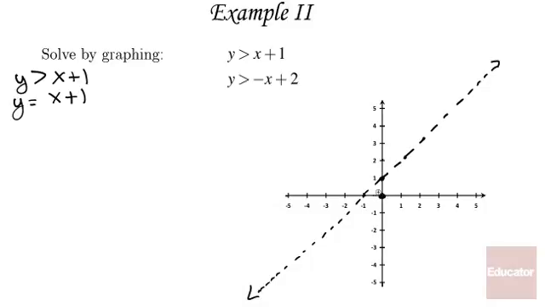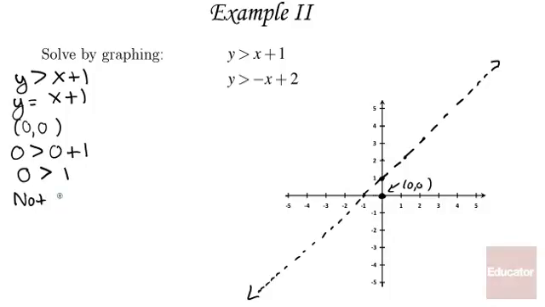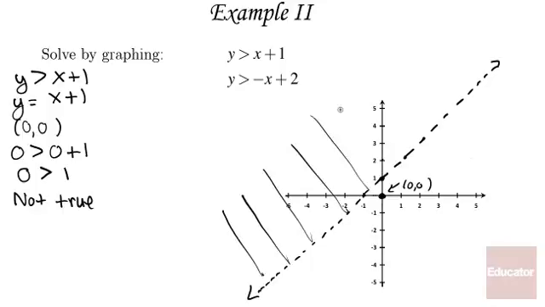Taking a test point, 0, 0. Substituting back into that inequality to give 0 is greater than 0 plus 1. So that says 0 is greater than 1. Well, that is, of course, not true. Which means that this half plane, where the test point is, is not the solution set. Instead, it's the upper half plane. So I'm going to shade that in to indicate that this is the solution set for the first inequality.